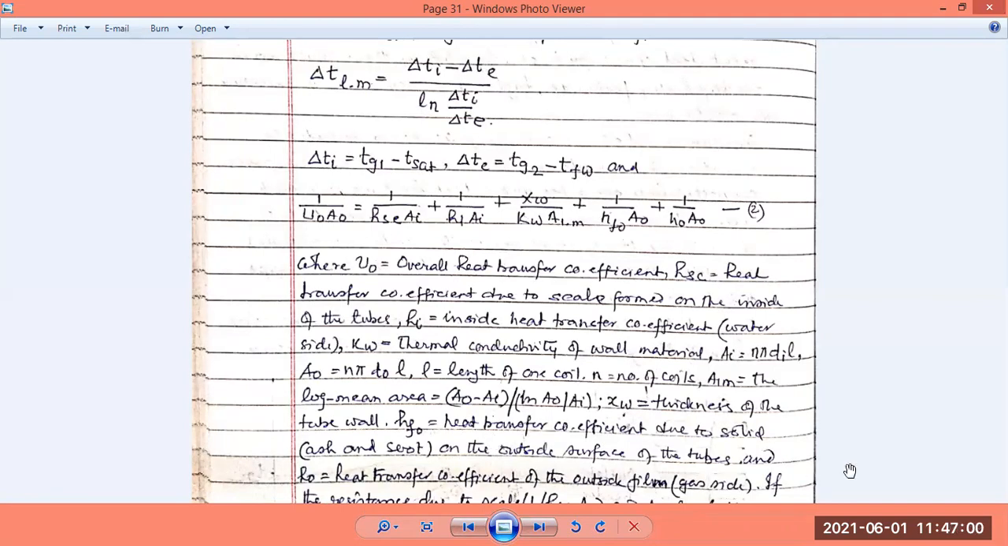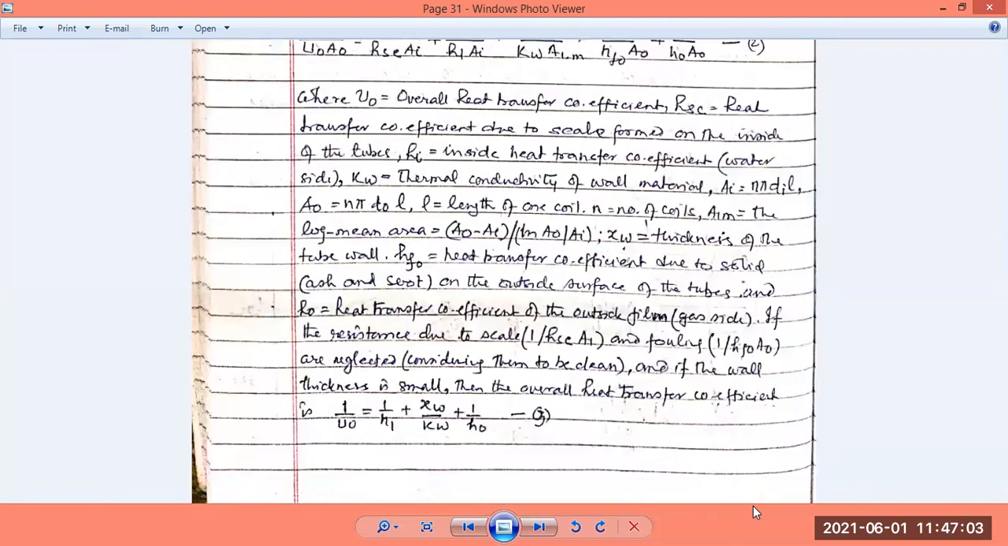hf0 is the thickness heat transfer coefficient due to solid ash and soot on the outside surface of the tubes, and h0 is the heat transfer coefficient of the outside film. If the resistance due to scale, 1 by hi, and fouling, 1 by hf0, are neglected, and if the wall thickness is small, the overall heat transfer coefficient is reduced to 1 by U0 equals 1 by h1 plus xw by Km plus 1 by h0.